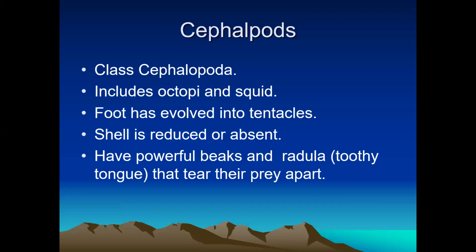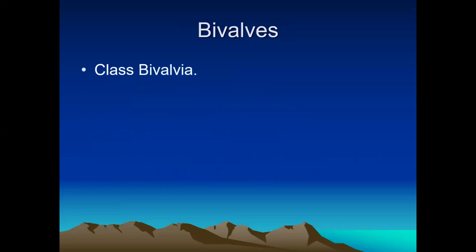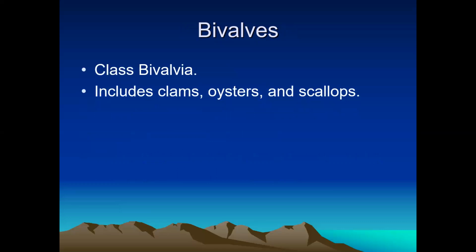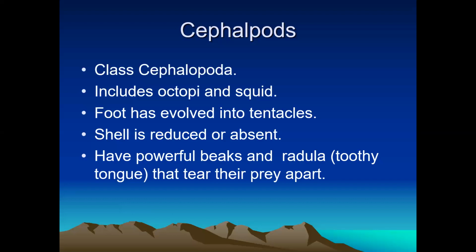Class Bivalvia includes clams, oysters, and scallops. So we eat these. These are one of the classes that, well, people eat squid too, and octopi. If you've ever had calamari, that's octopus or squid, depending; sometimes I think it's a mix. And you'd be like, oh, gross, that's awful. But if you've never had it, you can't say it.